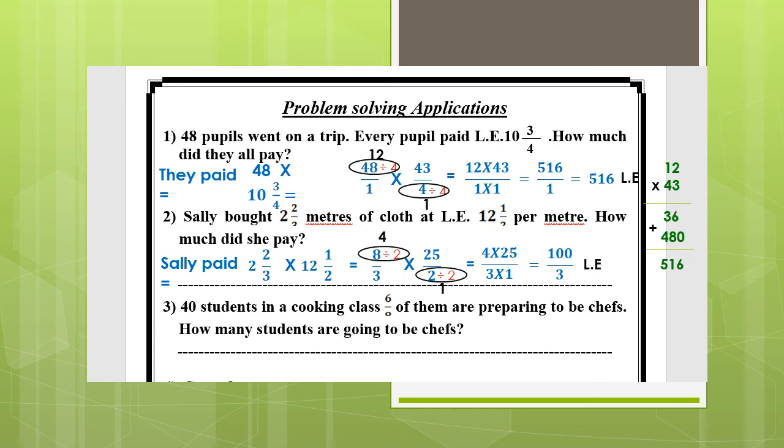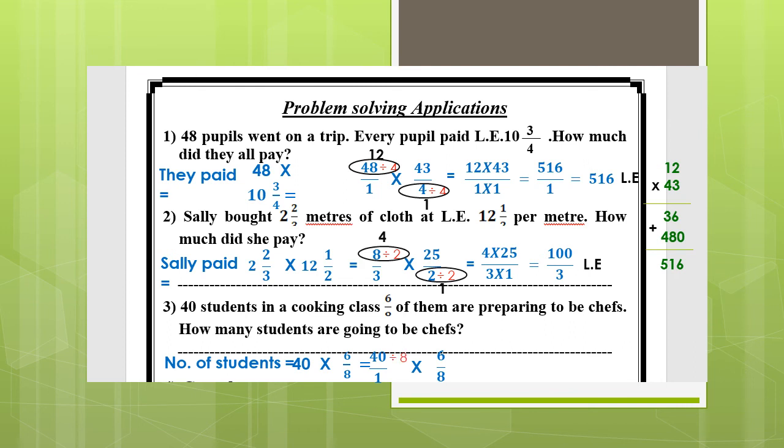40 students in a cooking class. 6 over 8 of them are preparing to be chefs. How many students are going to be chefs? So here what I'm going to do, I'm going to multiply the number of students, which is 40, times 6 over 8. Okay, 40 over 1 times 6 over 8.